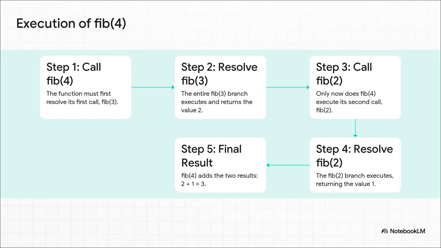Okay, so let's trace fib(4). The function starts, it sees it needs fib(3), and it immediately calls it. And then, it just waits. The entire fib(3) branch has to go off and do its thing, eventually coming back with the answer, which is 2. Only then, once fib(3) is completely done, does the fib(4) function wake up and say, okay, now for my second call, fib(2). That branch runs, comes back with 1, and finally, fib(4) can add the two results together. 2 plus 1 equals 3.